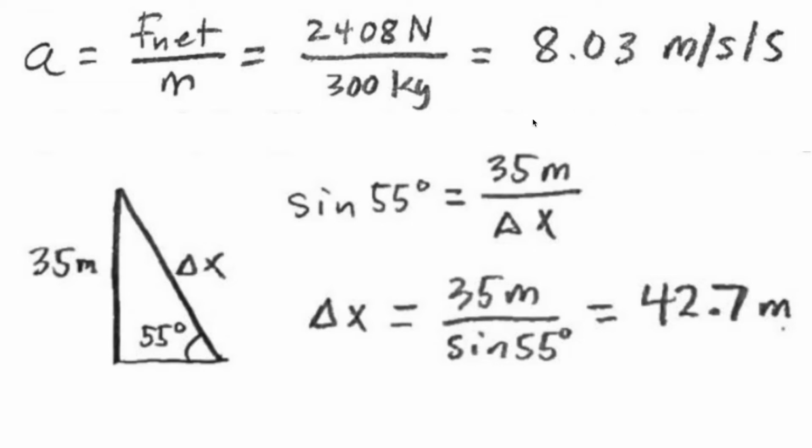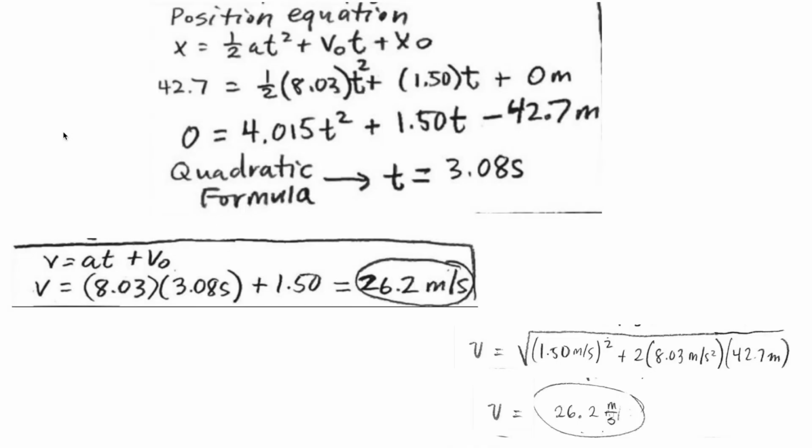Our next step would be to determine how far it actually moves down the ramp. We weren't given that in the problem. We were given the height of the coaster and an angle. So we do some trigonometry to figure out that the delta x along the ramp surface is 42.7 meters. And then we can find the final velocity in a couple of different ways. I could use the position equation and the quadratic formula to determine that it would take 3.08 seconds for the coaster to reach the bottom of the ramp.